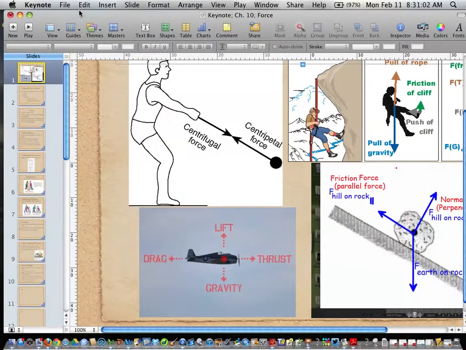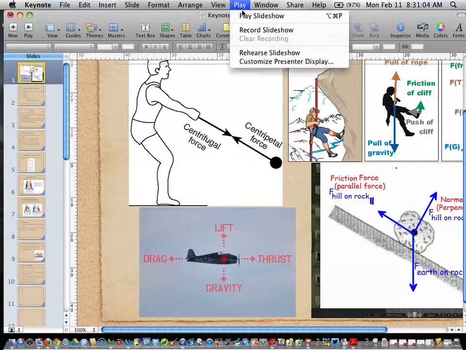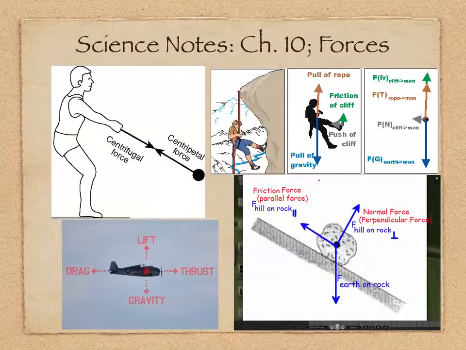All right, chapter 10 is all about forces. And forces, as we mentioned in chapter 9, can be represented by vectors. A vector is an arrow that has a magnitude and a direction, or an amount and a direction.